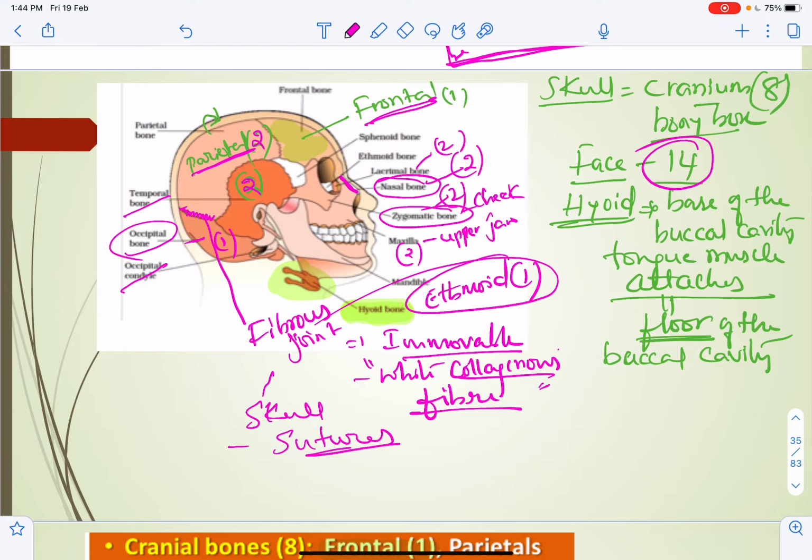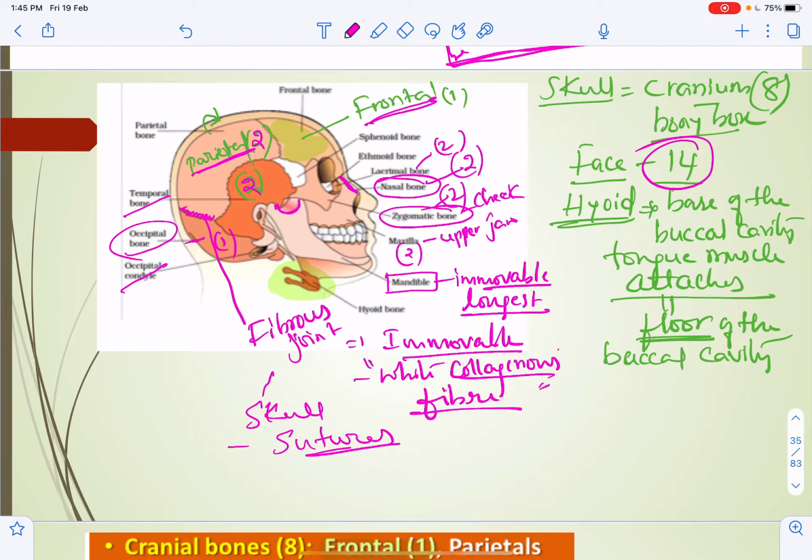And the very important thing is the mandible, the lower jaw. The mandible is the only movable bone in the facial bones, and the longest bone. It articulates with the temporal bone of the skull. This question we can expect: the mandible articulates with the temporal bone.